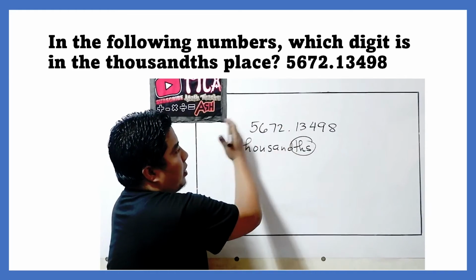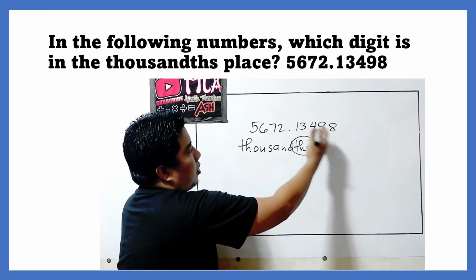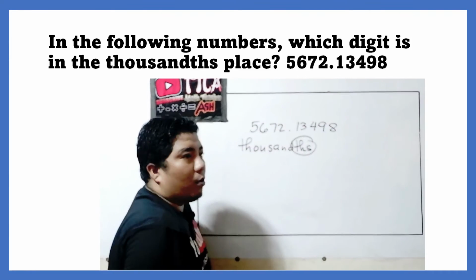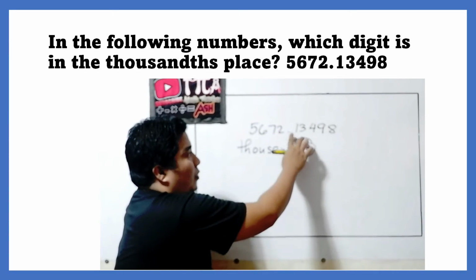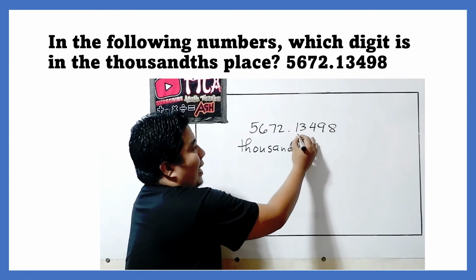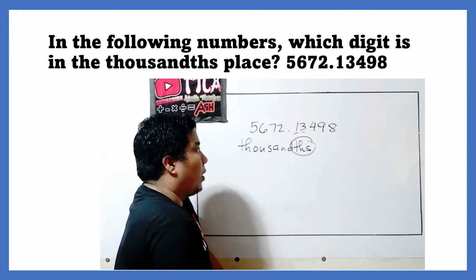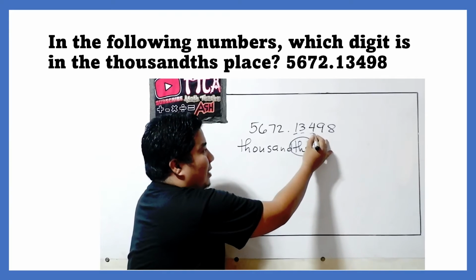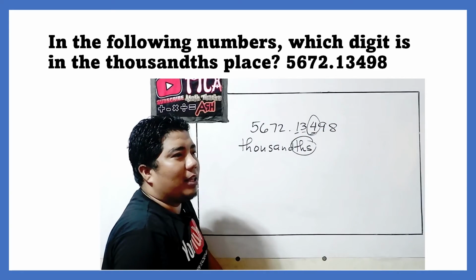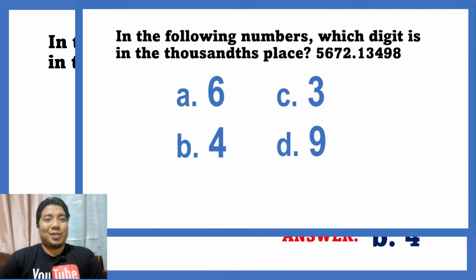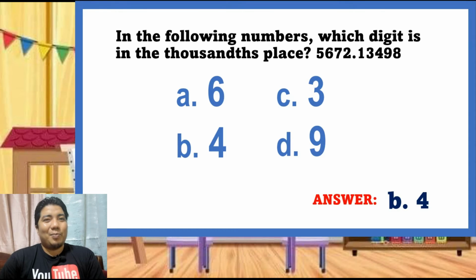So since this is already the whole numbers and these are the digits in the decimal values, therefore we will be focusing here. Now remember, the first place value after the decimal point is known as the tenths value. Next is the hundredths value, and the next of that is the thousandths value. So therefore, we already have our answer. Easy, right? And the correct answer is letter B, 4. I'm sure you got this one. Now, let us go to the next problem.